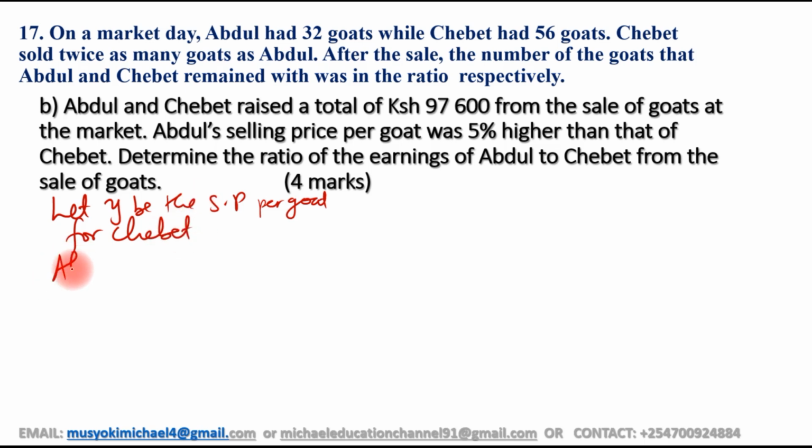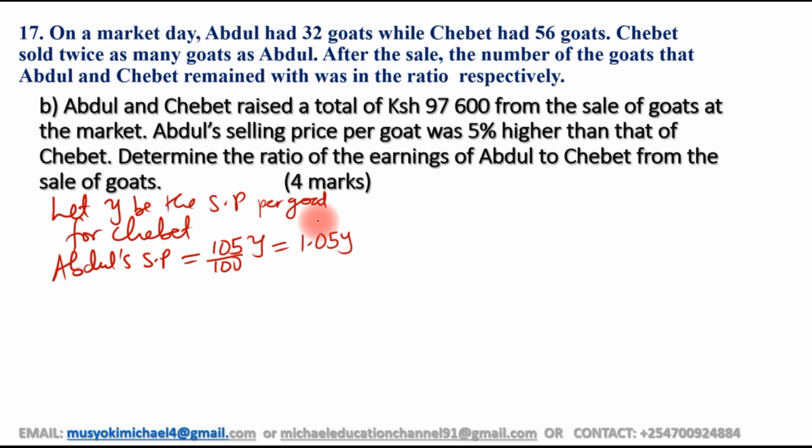So Abdul's selling price is 5% higher than that of Chebet. So that is 105% of y, which is 1.05y. So that is Abdul's selling price.